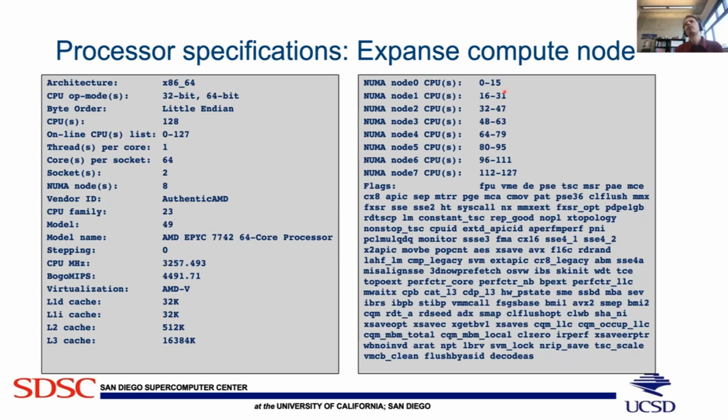And those are the NUMA nodes. So if you have, like, CPU cores 0 to 15 on NUMA node 0, and so on and so forth, right? That can help you place, for instance, threads and/or MPI processes in an ideal way for your simulation, for your code to run optimally.